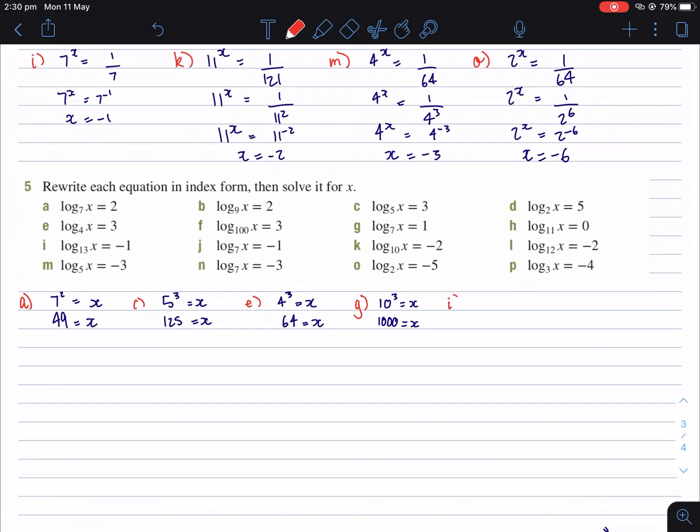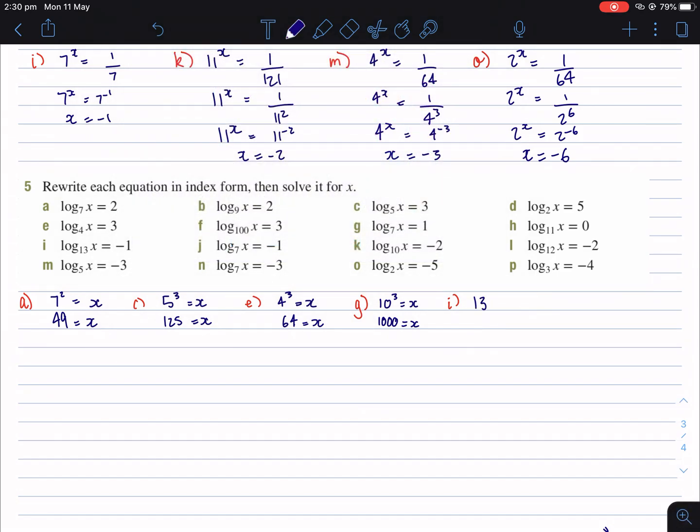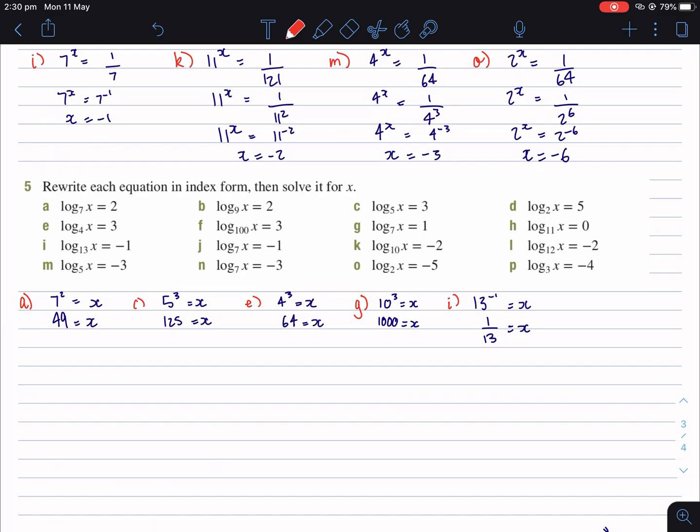HI. This one's cool. We've got 13 to the minus 1 equals x. So this time it's a 1 on 13 is x. JK. So now we've got 10 to the minus 2 equals x. So 1 on 100.